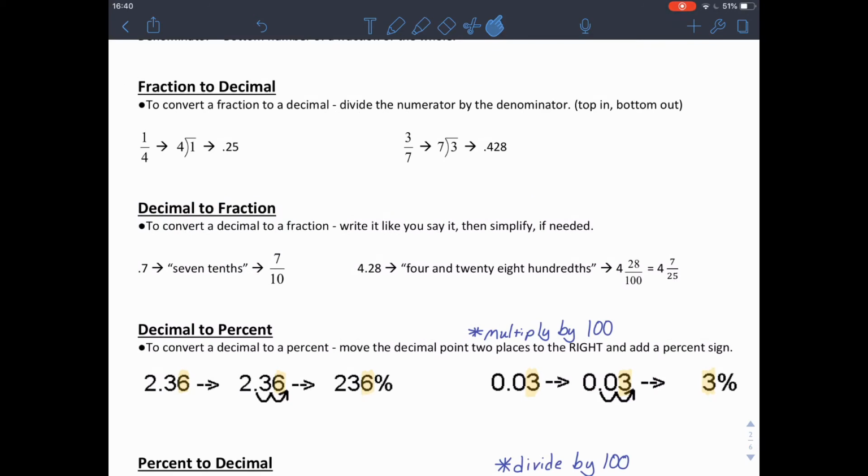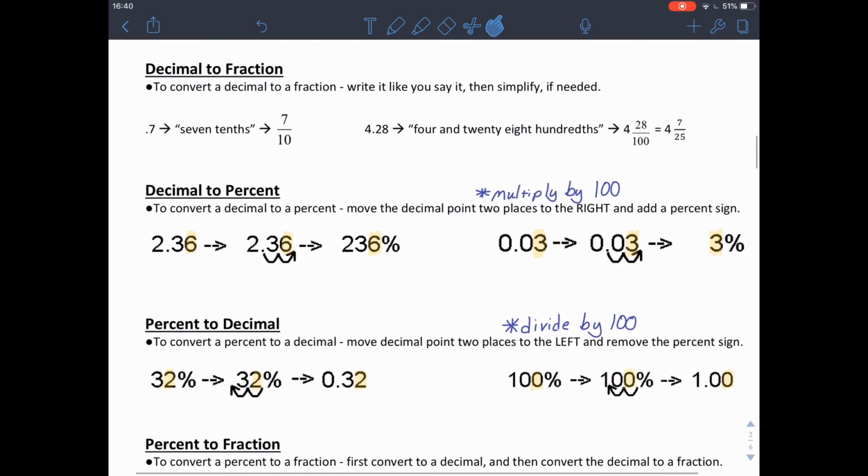Now, we've already covered how to convert between fractions and decimals. So remember, for going from a fraction to a decimal, you divide the numerator by the denominator. And to go from a decimal to a fraction, you write the value of your decimal in the numerator without any decimal point. And then in the denominator, you put the power of 10 of your lowest place value.